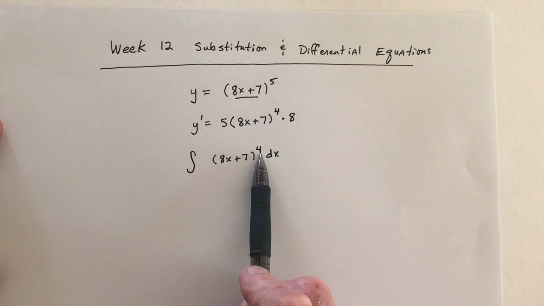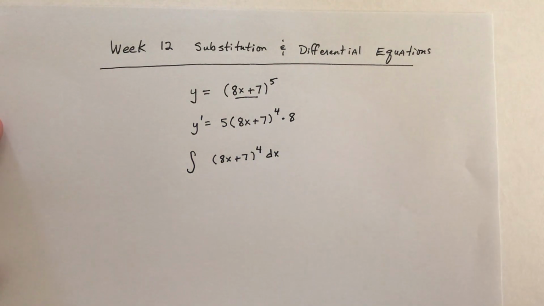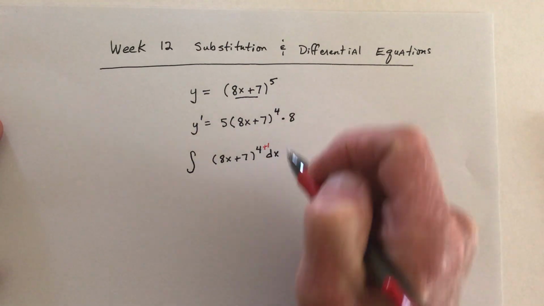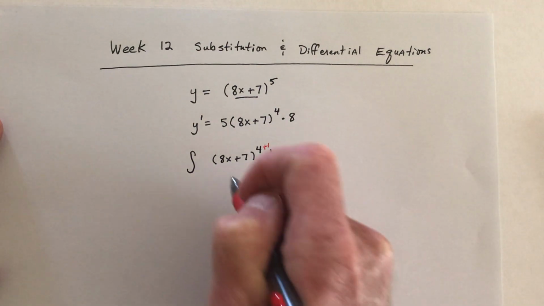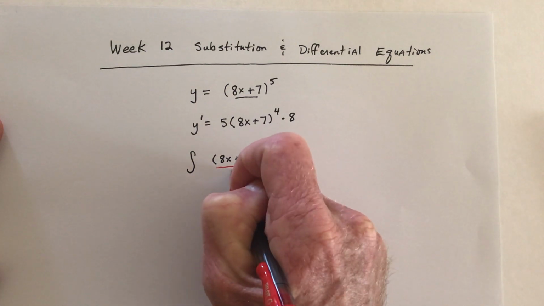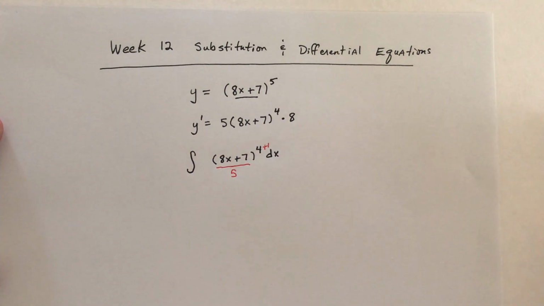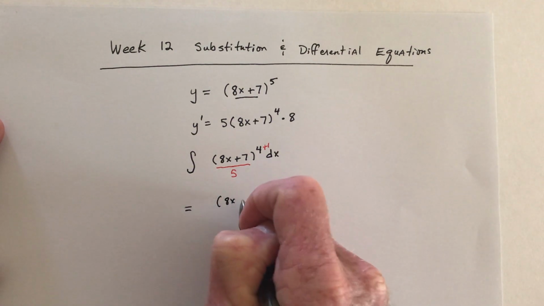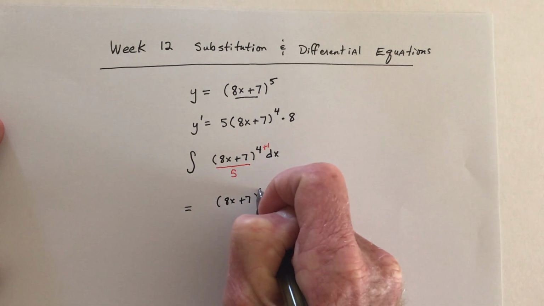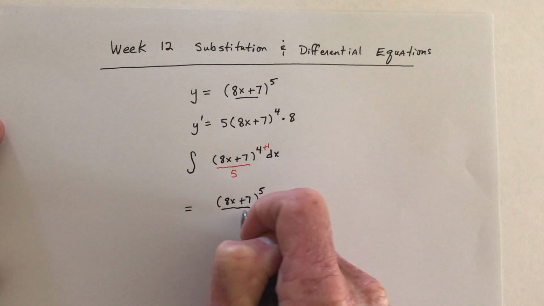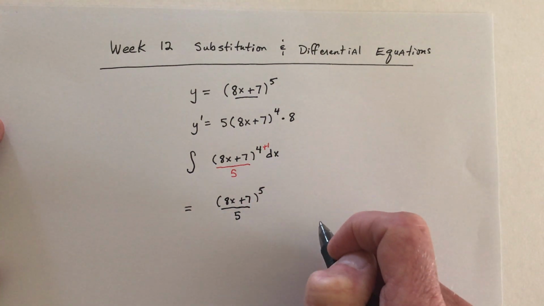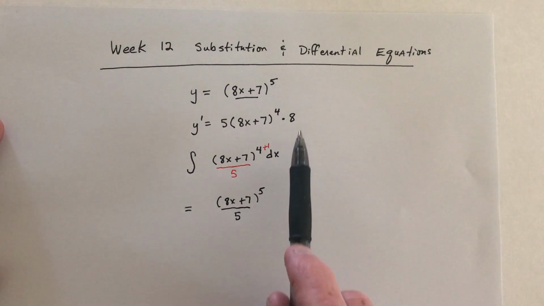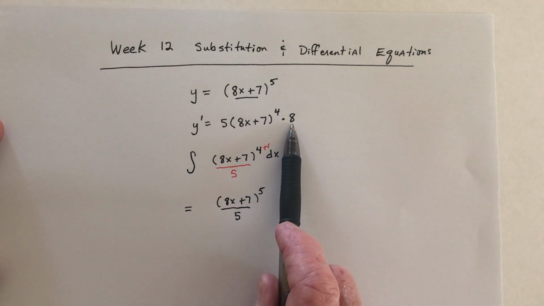So to find the antiderivative, I would add 1 to the exponent, which is why I've got a red pen. And then that's a 5. And then divide by 5. So that means that it would be 8x plus 7 to the fifth over 5. And then the thing that's missing is the 8.